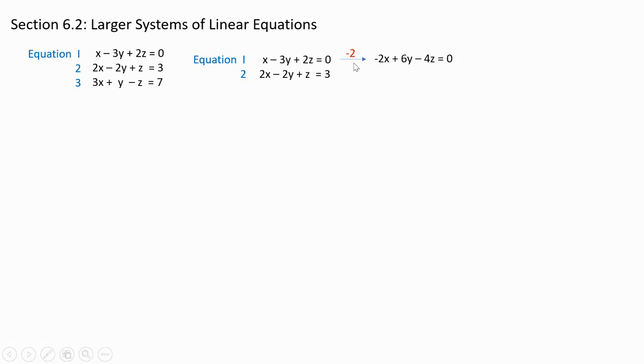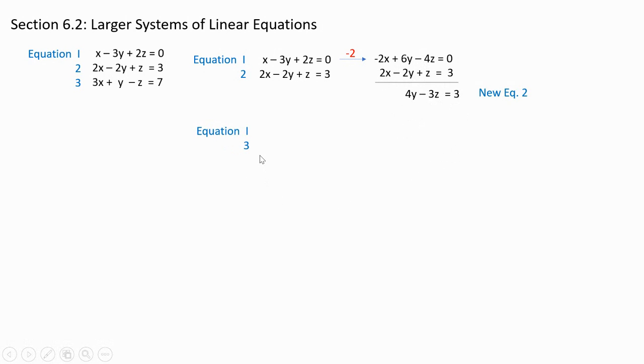Okay. So after I multiply -2 times every term in equation 1, the result is -2x plus 6y minus 4z equals 0. Then equation number 2, we just bring it over and we just add them, right? So this will give us 0. This will give us 4y minus 3z equals 3. So this is considered my new equation 2.